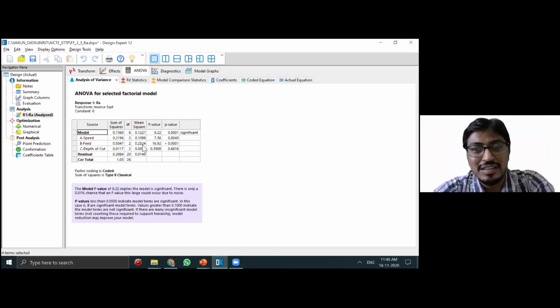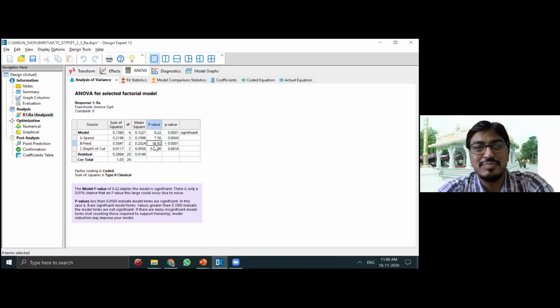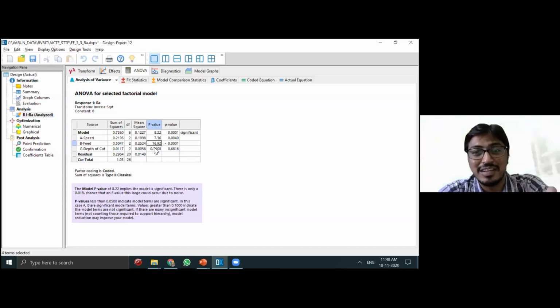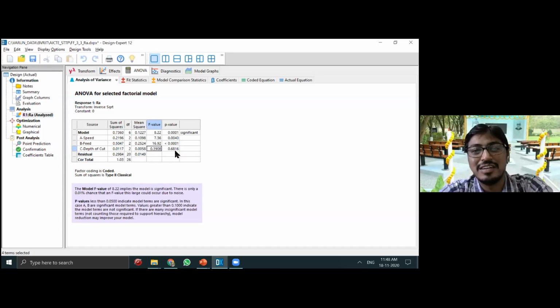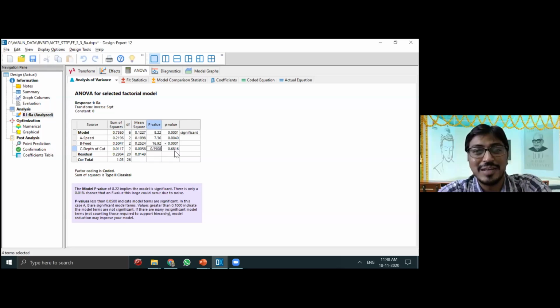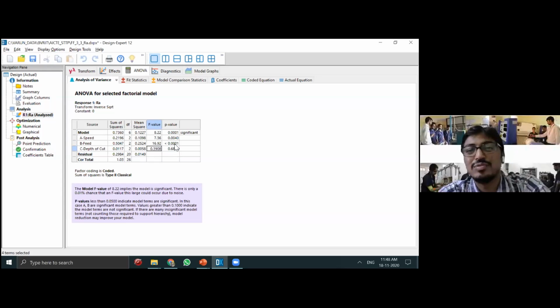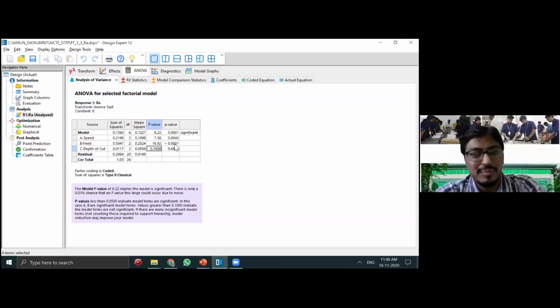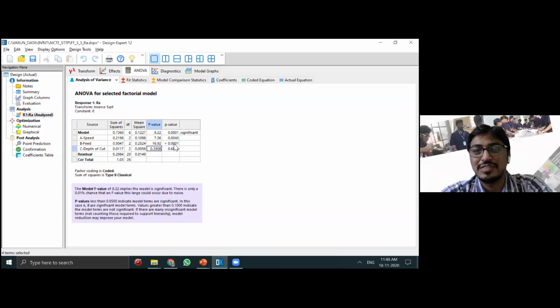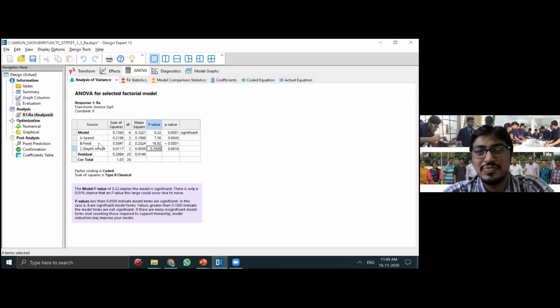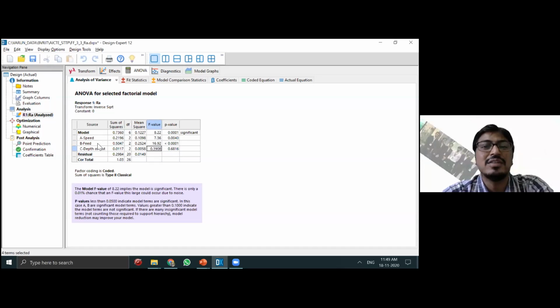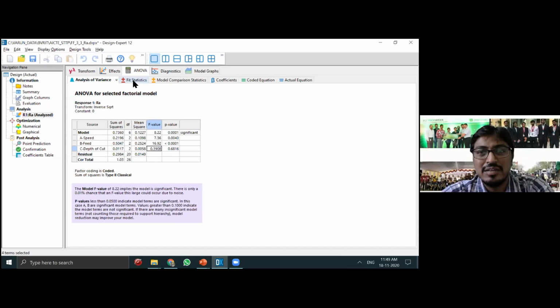So we know that factor F, feed, is affecting the most when it comes to surface roughness, and depth of cut is not a significant term here because it is having p value more than 0.05. The depth of cut is not a significant term, but yes, speed and feed are the two significant terms which are affecting surface roughness. So in most studies, if you go blindly also, when it comes to surface roughness as an output or response, speed and feed will be the two affecting factors.